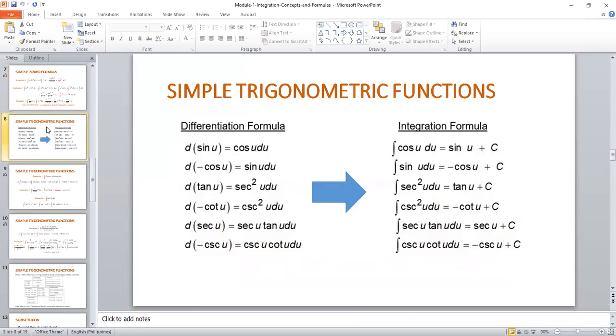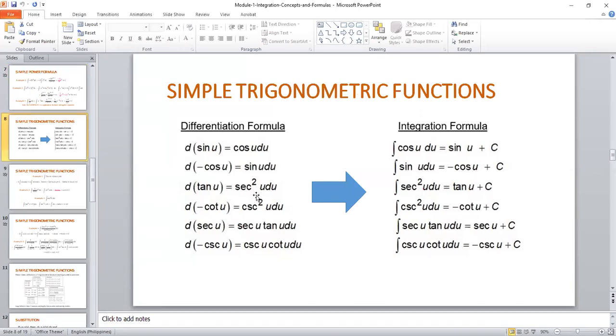So let's go to the simple trigonometric functions and their corresponding integrals. So what you have here on the first column are the derivatives of these functions. The derivatives of these functions, when integrated, will give you the given function. So meaning these derivatives, when you integrate, will give you the original functions here on the left, which you differentiated. Example, the derivative of cosine u is negative sine u. The integral of sine u is negative cosine u.